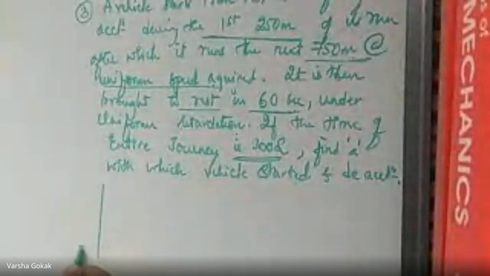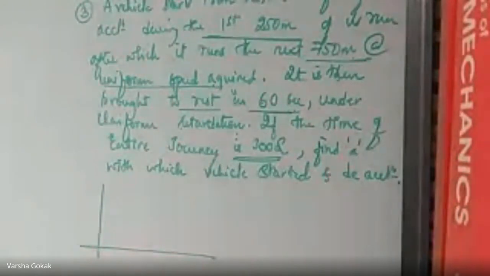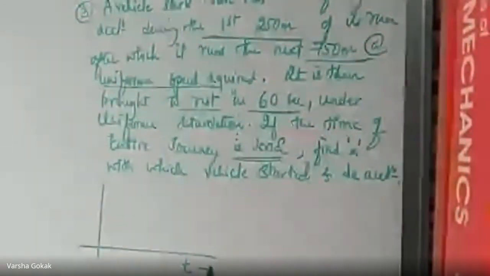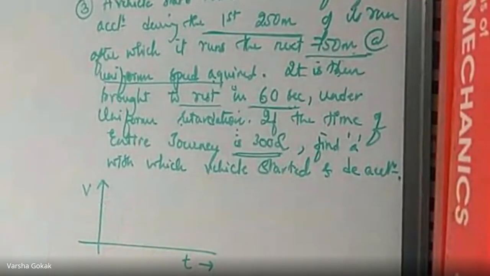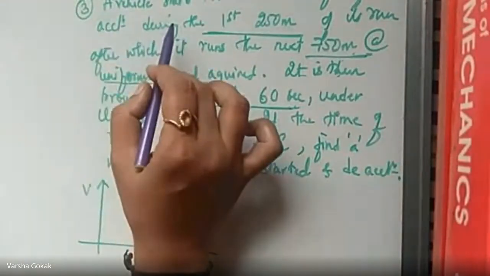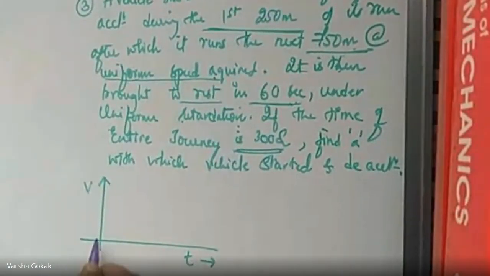I have to draw the VT graph for this. VT graph means something like this. I will have time on my x-axis and velocity on my y-axis, right? Something like this, and it goes like this. So when they say a vehicle starts from rest, meaning from 0, V is increasing, no?